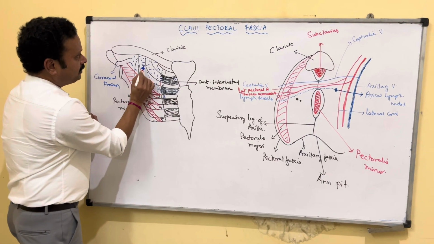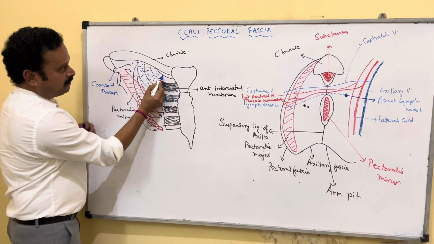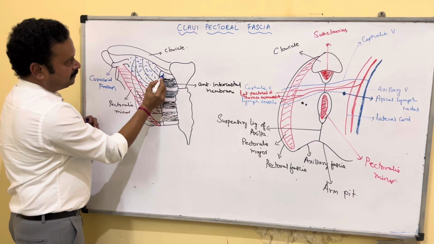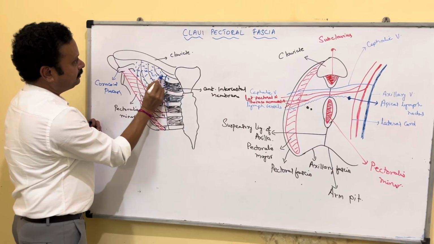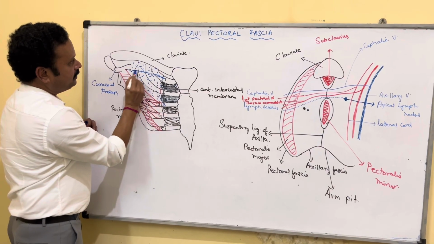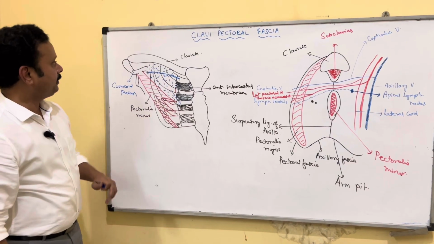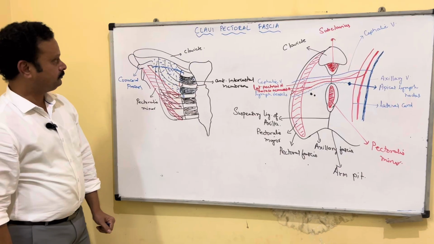The portion of this clavipectoral fascia between the coracoid process and first costochondral junction here, this portion gets thickened. This portion gets thickened and is formed or converted into a ligament called costocoracoid ligament.